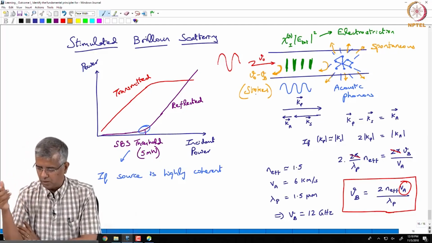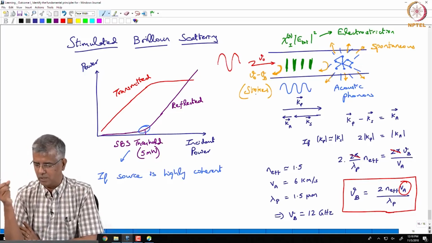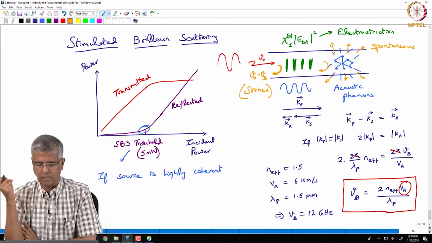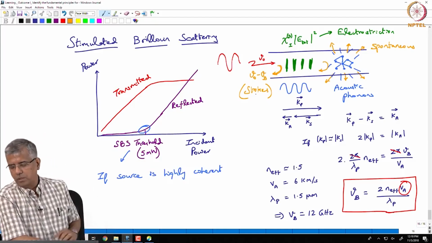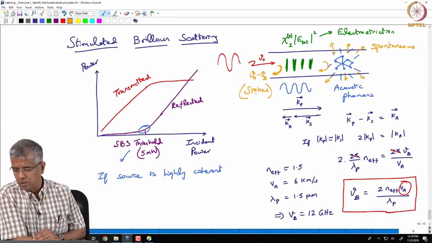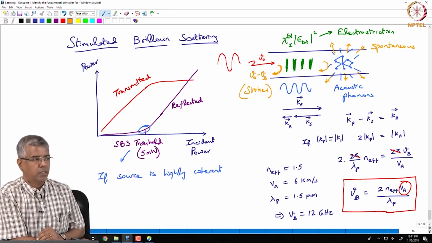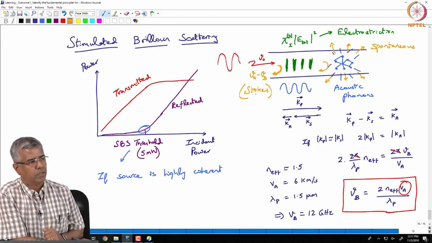And then of course, when we talk about Raman scattering, we will also talk about an anti-Stokes process, in which case the photon is actually gaining energy. So the question is whether the spontaneous scattering can stimulate this Brillouin scattering. What we are saying is the spontaneous scattering has to be strong enough, especially in the backward direction, so that you can see this stimulated scattering.